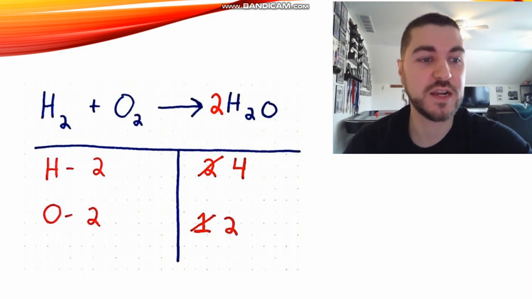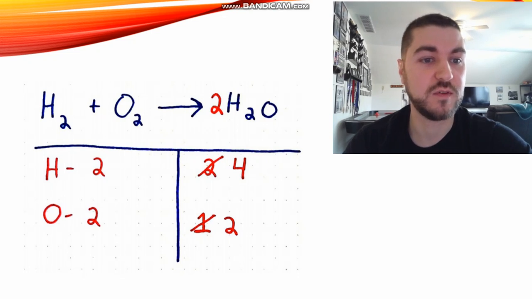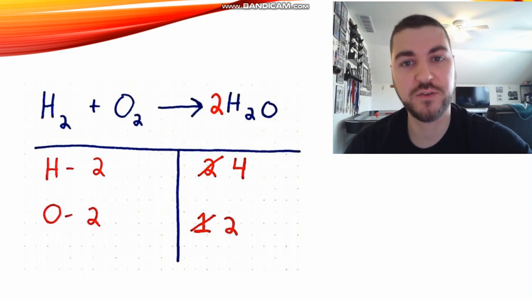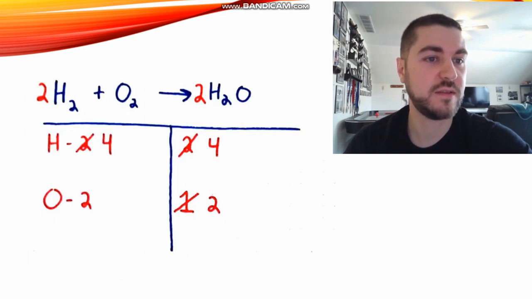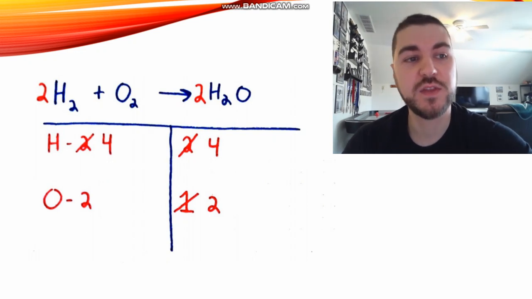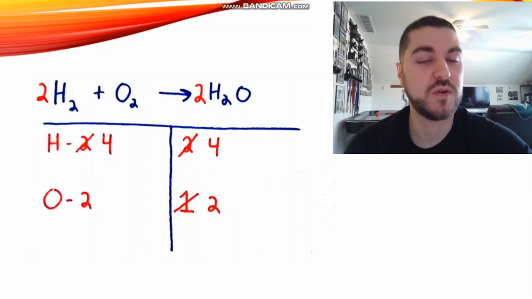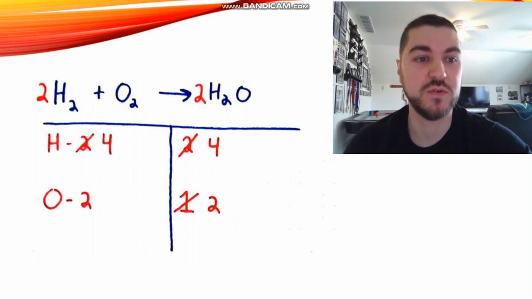So what I've done here is I fixed the oxygens. They're both at 2. But in this process, I've actually switched the hydrogen from 2 to 4 on the right side. So this is a problem because now hydrogen's unbalanced. So what I'm going to have to do is fix this, and I'm going to do that by adding a 2 to the reactant side. I'm adding a 2 in front of the H2 on the left side. This will cause the number of hydrogens on the reactant side to go from 2 to 4.